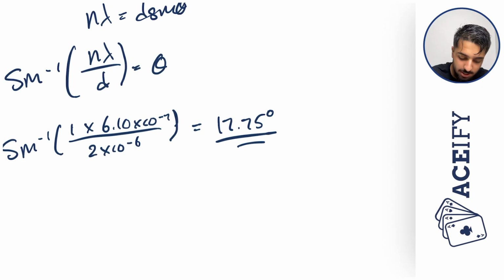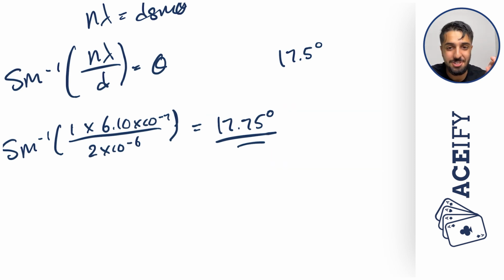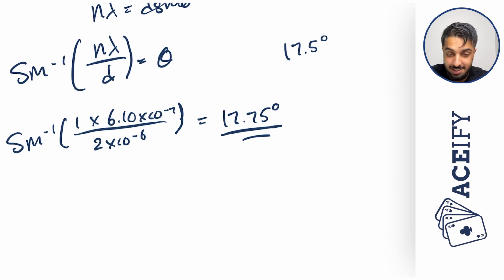Now if you look at the answer schedule, it gives an answer of 17.5 degrees. Now I am fairly certain this is wrong, because if you plug in the numbers that the answer schedule gives, it also gives my answers. So I'm pretty sure the answer schedule is wrong, but it's close enough.